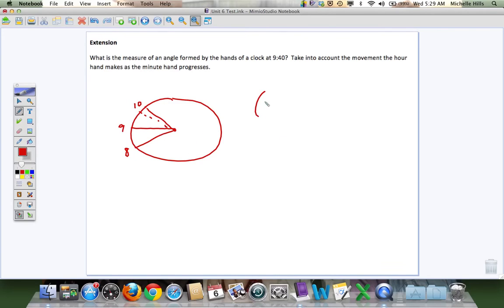So what I did was look at just this wedge and ask where that hand is now. If this is 8, this is 9, and this is where the hand is at that time, I said this is x and this is y. To find x, there are 360 degrees in the entire circle, broken up into 12 hours. So I ended up with 30 degrees. Between 8 and 9, that's a 30-degree arc or a 30-degree angle.